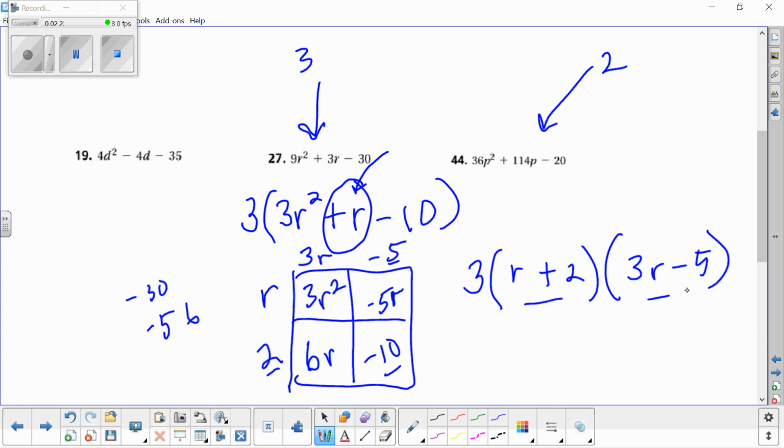You can switch these around too, that wouldn't matter, but you do need to have that 3 there to be completely factored. Why don't you go ahead and try number 44. Start by factoring out the 2, so that's going to leave you with 18p squared plus 57p minus 10. Okay, now you can go ahead and factor that.